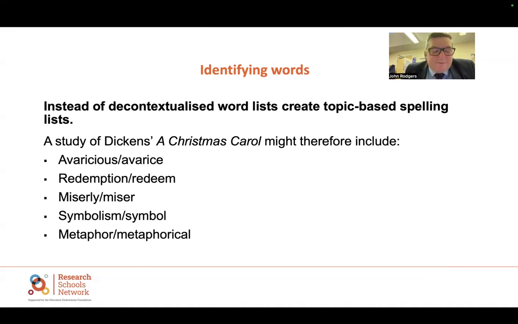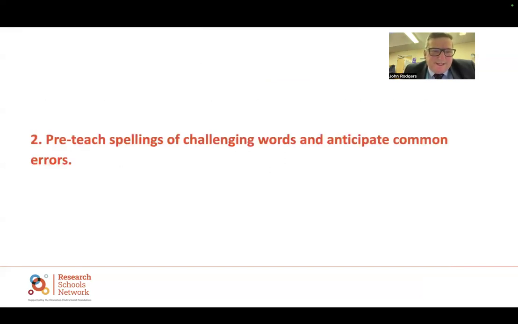Actually, not really probably useful for them to spell, but anyway. So Christmas Carol, you might include some of these words, but if you were going to do avaricious or avarice outside of looking at Christmas Carol, it might not be therefore useful, so it won't come up again. Mark Rowland often talks about this, that we have to have multiple meaningful interactions with words, and that obviously is going to happen much more if it's coming up in the context of the topic you're talking about.